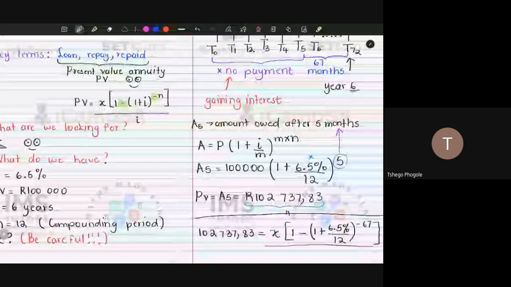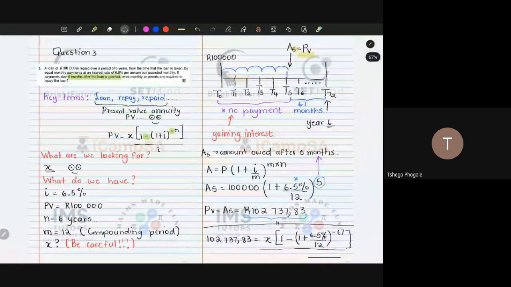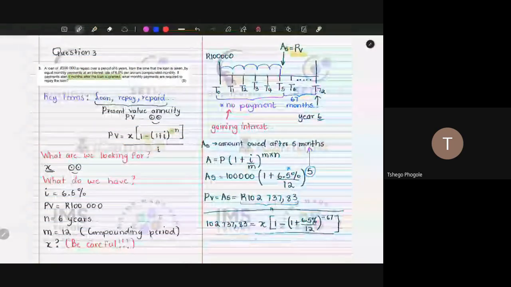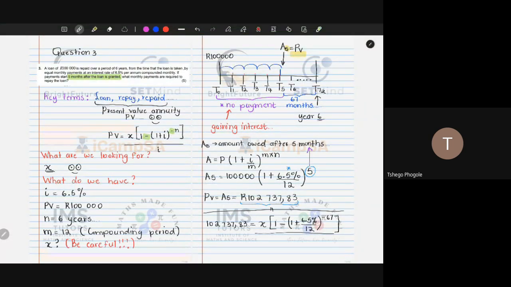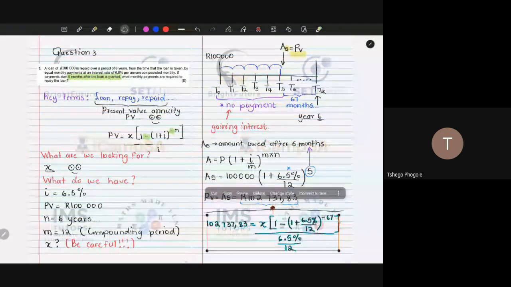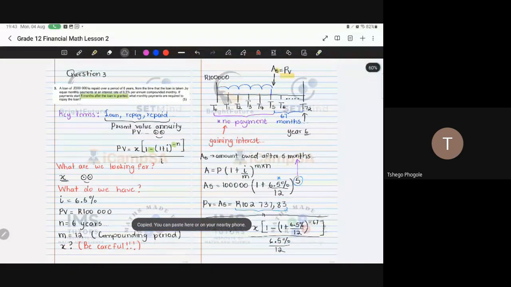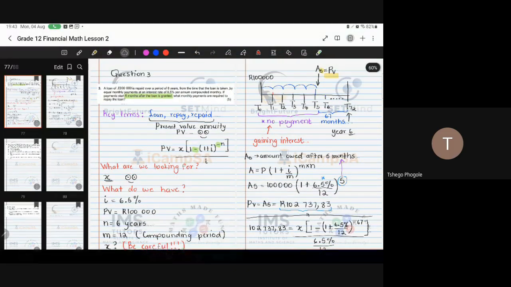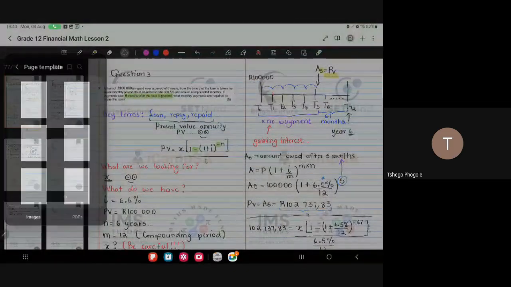Divided by that. Does it make sense why we have the 67 there on the exponent? It is because that is the number of payments that we have left for us to finish this loan. So 6.5% divided by 12. So let's go to the next page and I'll need you guys to use your calculators to punch this for me.